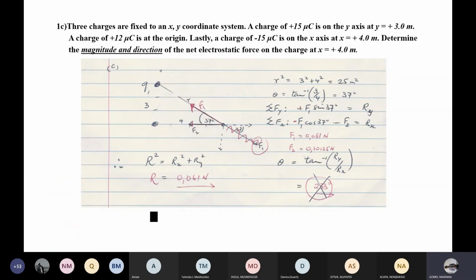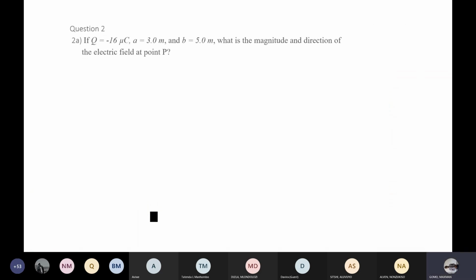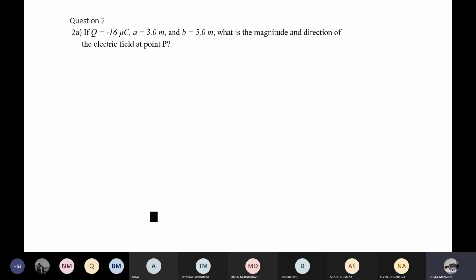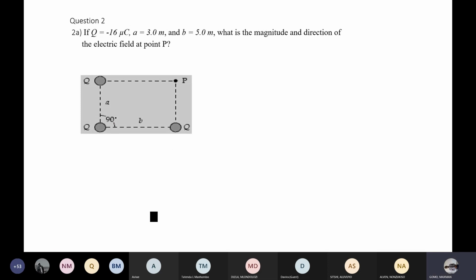Just master the idea. The questions, even the ones that you are going to answer tomorrow, are almost the same as this. You just have to master the idea. Okay, with that being said, we have a question here. If Q is equal to negative 16 microcoulombs, and then A, which is the distance between these two, is said to be 3, and B is equal to 5. Then they are asking, what is the magnitude and direction of the electric field?